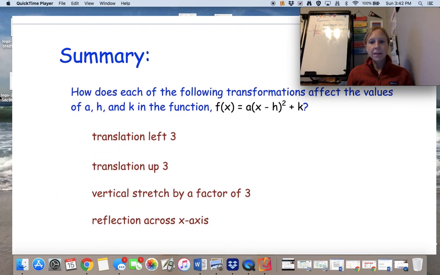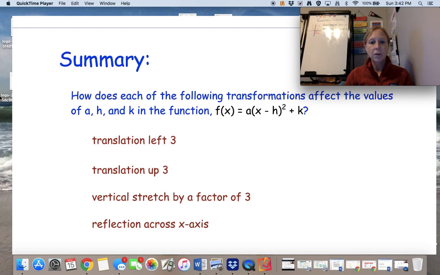Okay, to summarize, what I'd like you to do is see if you can place all 4 of these numbers correctly within vertex form to write the new function that has been translated left 3, up 3, stretched by 3, and then reflected across the x-axis. So go ahead, take a moment, pause it.